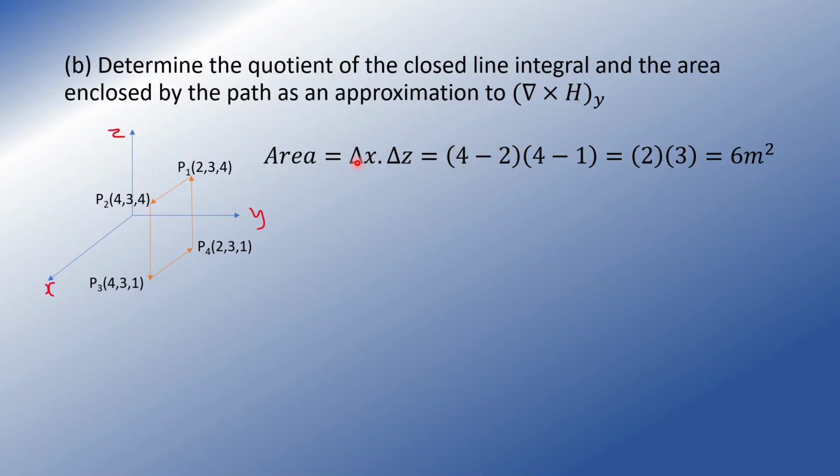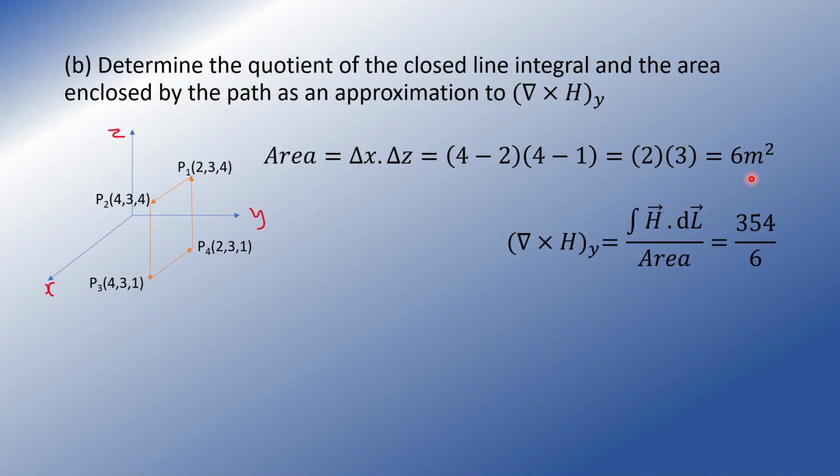So the delta x, the change in x, is from 2 to 4, which is 2 units. Similarly, the change in z is from 4 to 1, which is 3 units. Please remember, area can only be positive, so be careful while choosing the direction. Area cannot be negative. So the area we get here is 6 meters square.